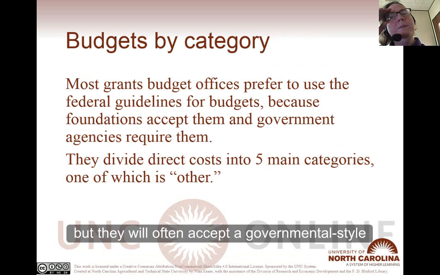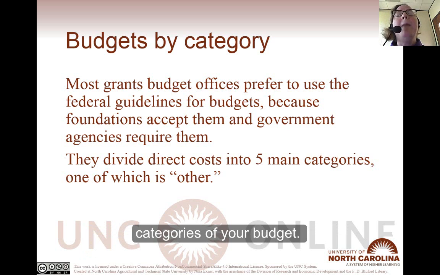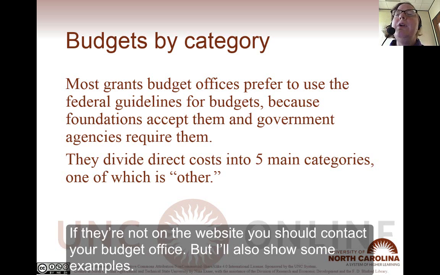Foundations and nonprofits are less particular about these categories than the government is, but they will often accept a government-style set of budget categories. If they won't, their application will make that clear and give you guidance on how to break out the categories of your budget. But otherwise, your university will have templates that follow the basic government categories to help you with your budget. If they're not on their website, you should contact your budget office. But I'll also show some examples.